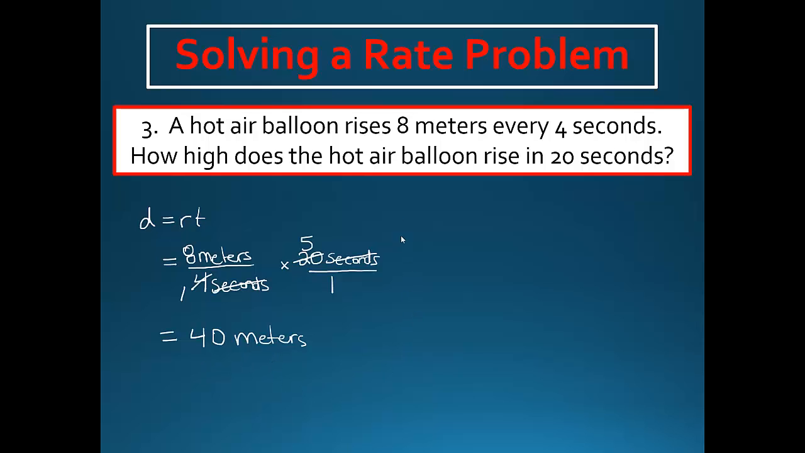We can also use a different method to solve this problem. The other method we can use is by doing a unit rate. So the first method was a formula, this method is a unit rate. So let's go ahead and start with our rate that we have. It's 8 meters, and we do that in 4 seconds.